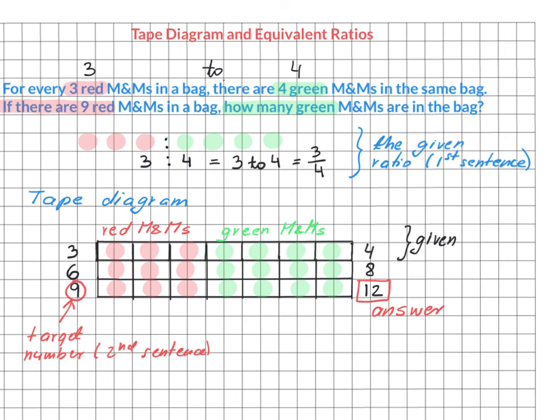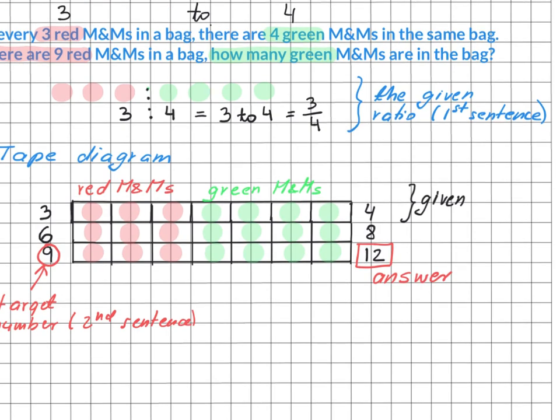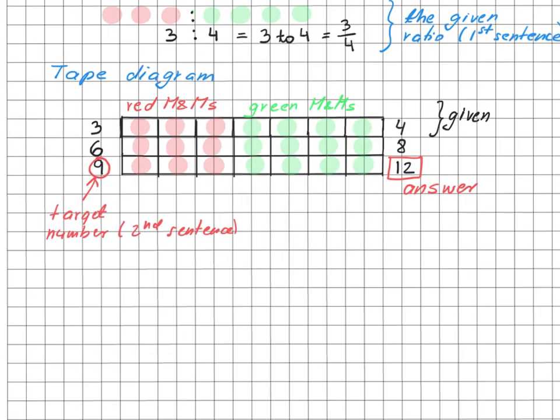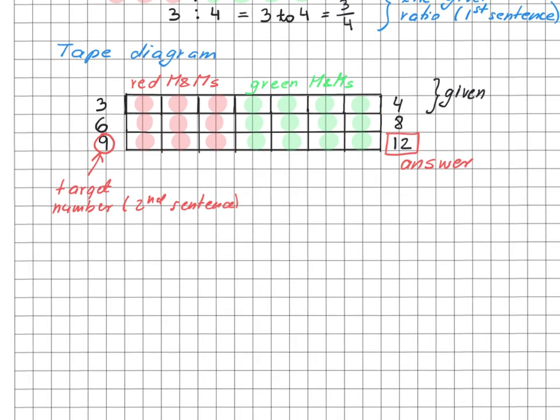So the question was, if you have 9 red M&Ms, how many green M&Ms are going to be in the same bag? And it's going to be 12 green M&Ms in the same bag. Now we're going to do equivalent ratios. We're going to put a new little subtitle. It's going to be equivalent ratios.